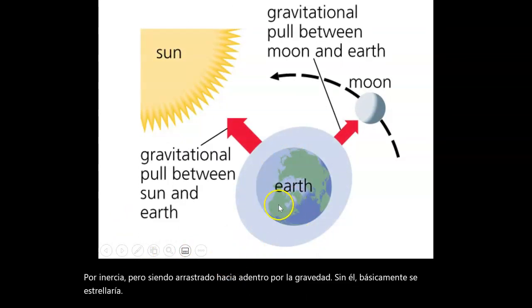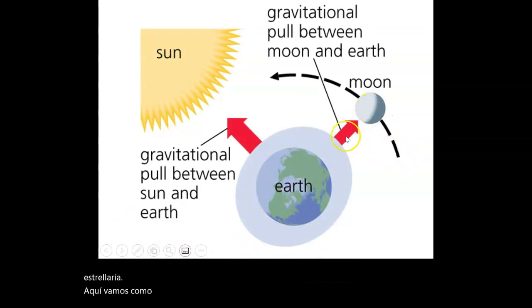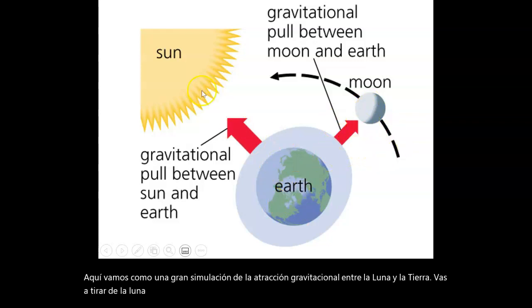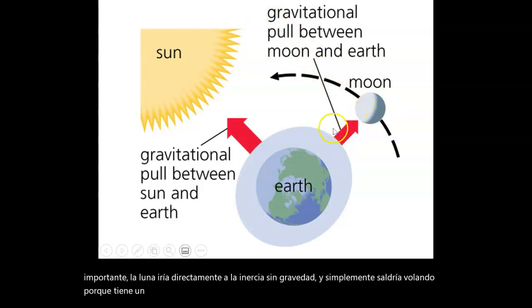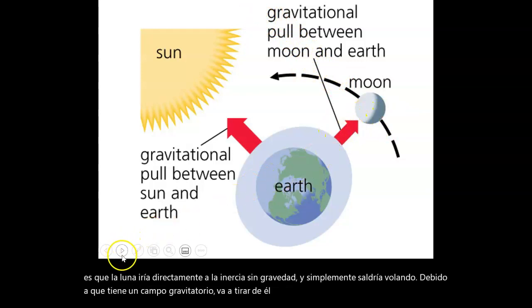Here we go, a great simulation for the gravitational pull between the moon and the Earth. You're going to pull the moon towards the Earth. The Earth is being pulled towards the sun, but more importantly, the moon would go straight from inertia without gravity, and it would just fly off. Because it has a gravitational field, it's going to pull it towards the object, and it will continue on the orbital path it has.